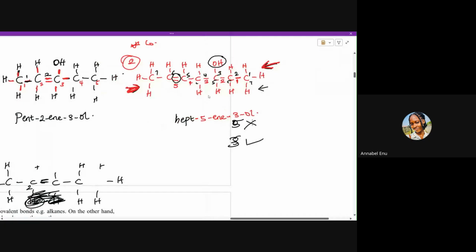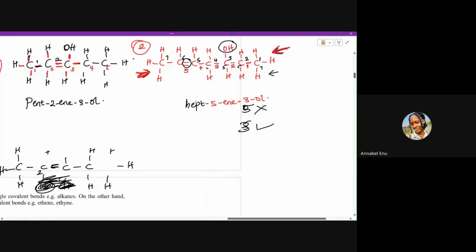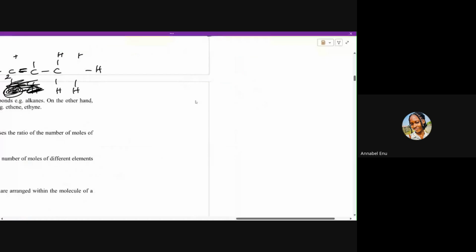Now, what if we have substituents in our structure? Let me draw another structure. Like, for example, we have 1, 2, 3, 4, 5, 6.